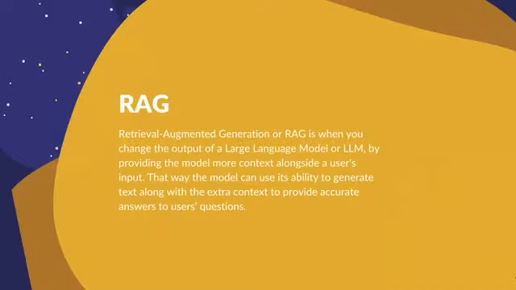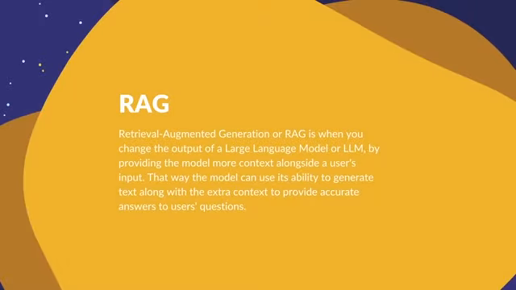Retrieval Augmented Generation, or RAG, is when you change the output of a large language model, or LLM, by providing the model more context alongside a user's input. That way, the model can use its ability to generate text along with extra context to provide accurate answers to users' questions.